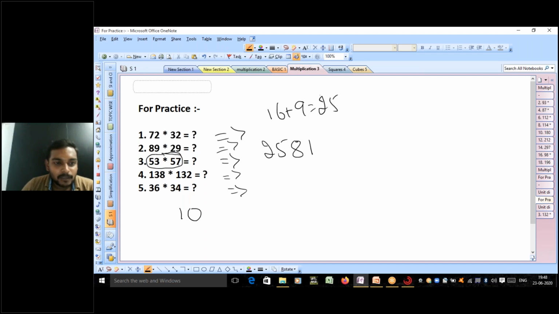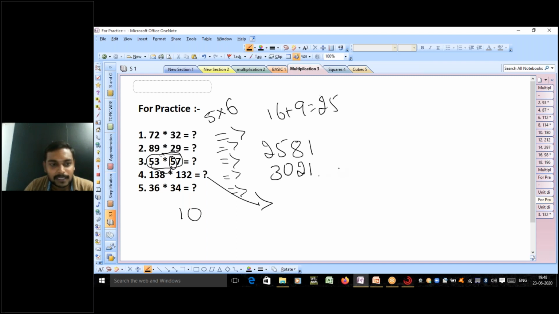Here the sum of unit place number is 10 and the remaining numbers are same. In this situation, first you have to multiply the unit place numbers, like 3 7s are 21. Then take any one number in the 10th place, 5. Just multiply 5 with the next consecutive number, 5 into 6, which is equal to 30. So 3021.